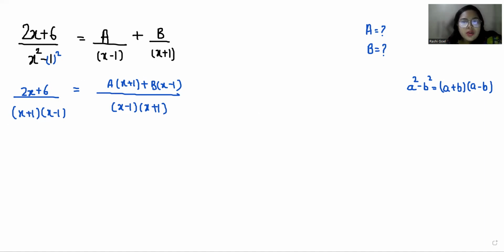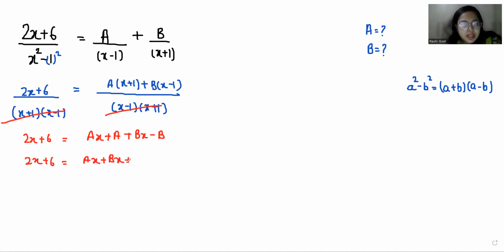Now we can cancel out the denominator because both are the same. So what is left? 2x + 6 equals ax + a + bx − b. So 2x + 6 equals ax + bx + a − b. So 2x + 6 equals, if I take x as common, (a + b)x, and if I take 1 as common, (a − b).